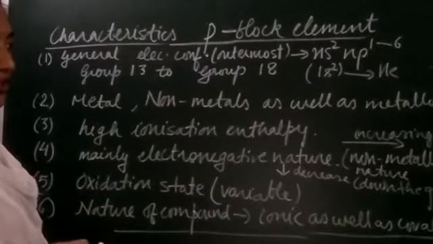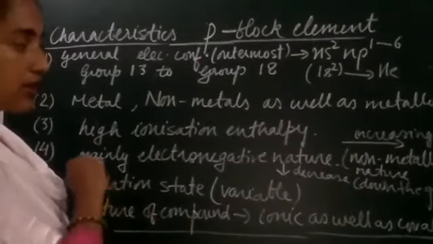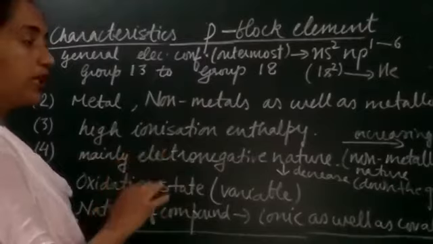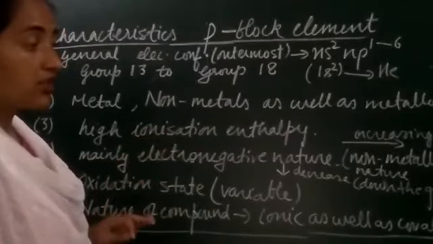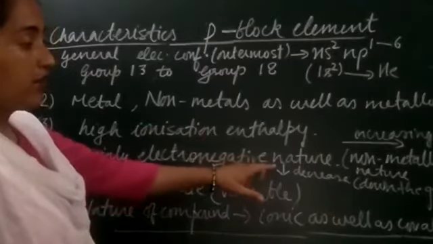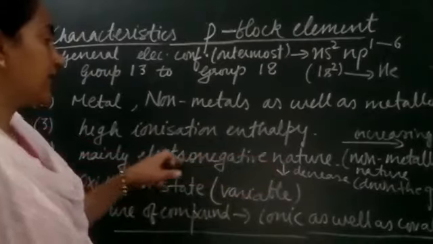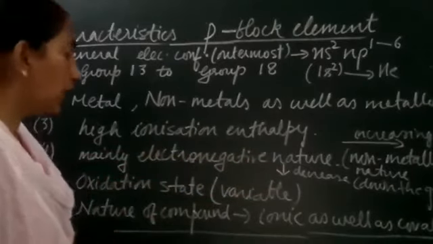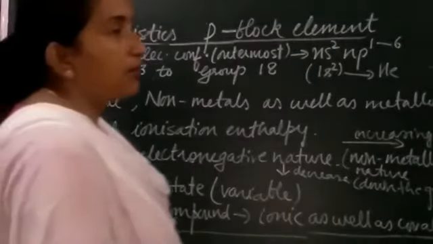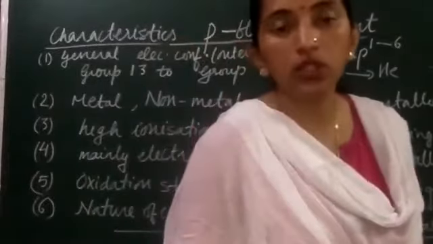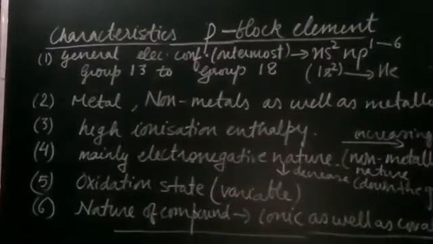The non-metallic nature is going to increase when we move across the period from group 13 to group 17, and is going to decrease when we move down the group. Or we can say the electronegative nature is going to decrease when we move down the group. They show variable oxidation states, and the nature of the compounds they form is both types, that is ionic as well as covalent. Students, just get that noted down.